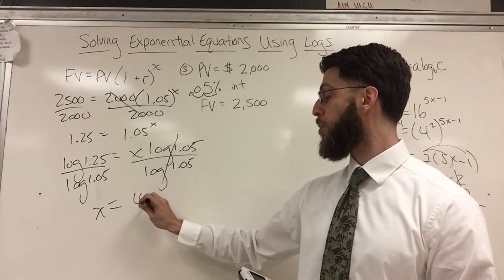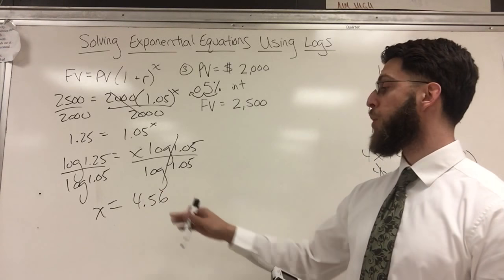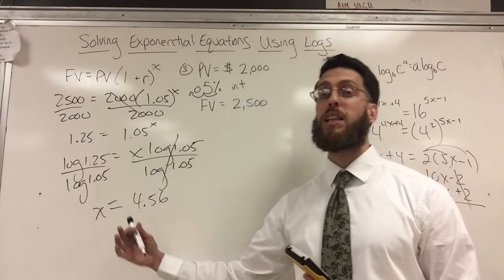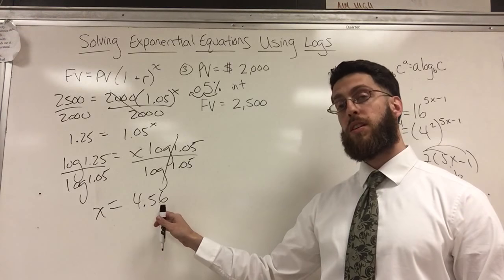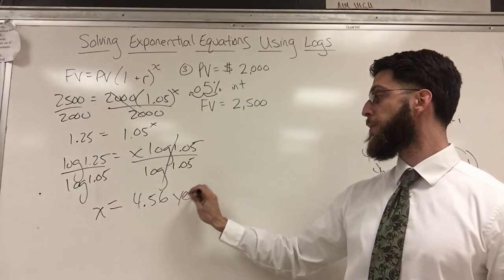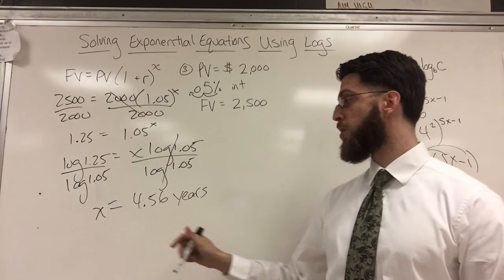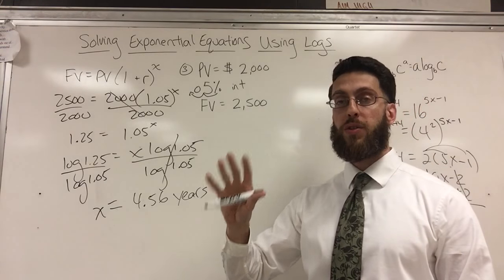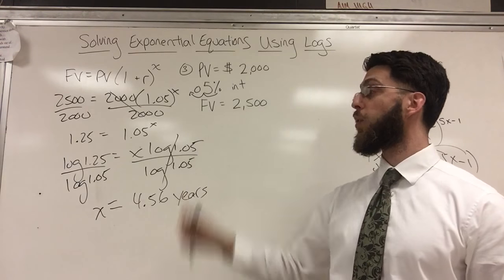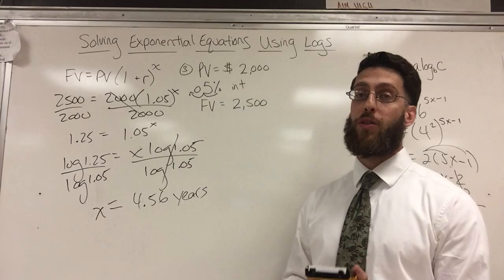And that gives me 4.56. So I would need to leave it in for at least 4.56 years. Generally, what that means is you would have to round that up and let it finish the year. So 5 full years is how long you leave your money in order to get $2,500 back.